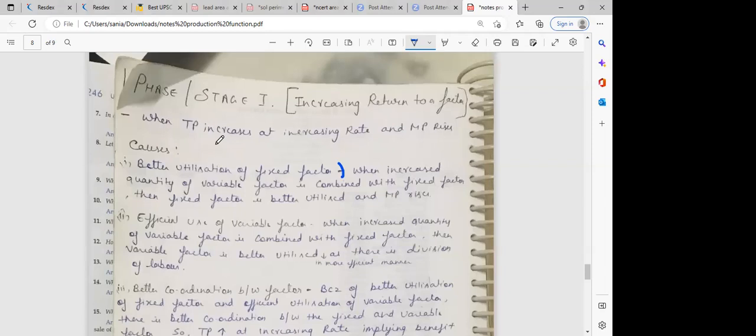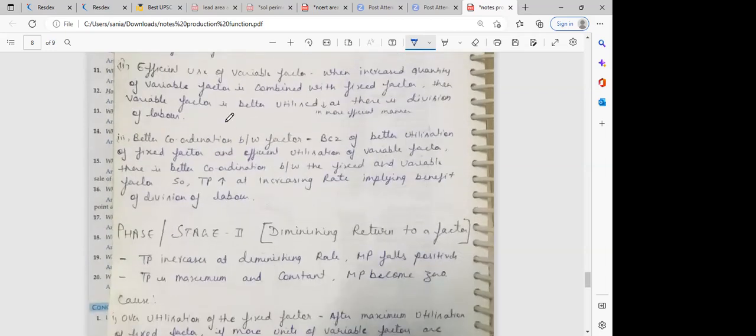TP is increasing. TP is total production, right? So that means you are producing more and more, right? For example, let's just take an example that you are preparing a cake. So that means you have good number of sugar, good number of bread and everything, right? You are utilizing that in a good way, the fixed factors. So if you are utilizing it in a good way, then what is happening? The TP is increasing, right?